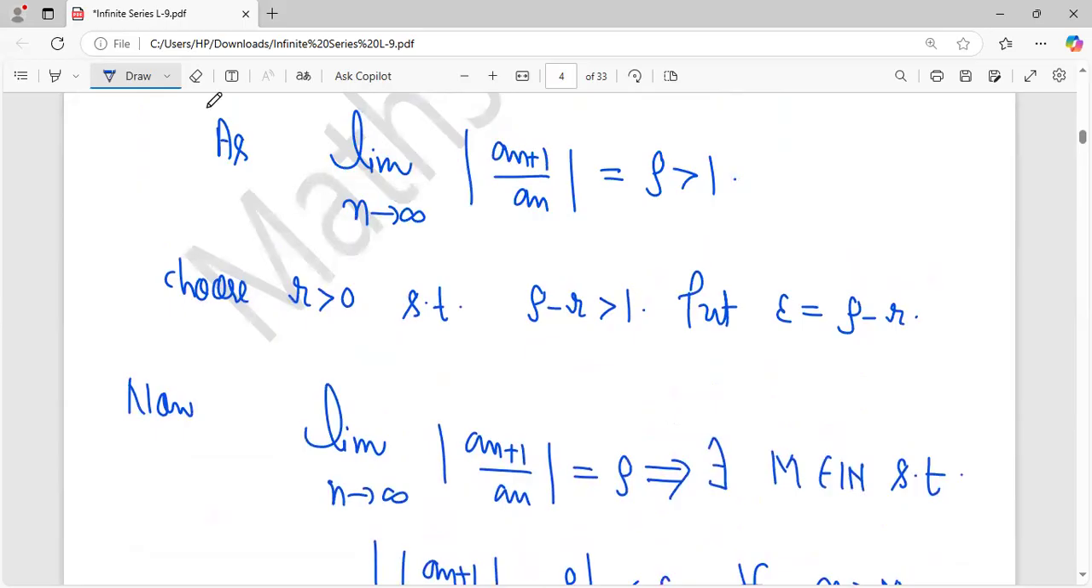So actually, we can choose, because rho is greater than 0, we can choose r greater than 0 such that rho minus r will remain positive. It is possible because rho is greater than 0. We can choose r greater than 0 such that this will happen. Okay.